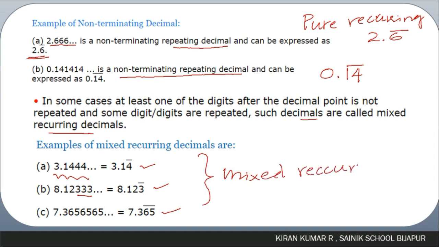So there are two types of recurring decimals. Pure recurring decimal means the digit after the decimal point repeats. Mixed recurring decimal means the digit soon after the decimal will not repeat. Some digit will start repeating. Here you observe the second example, 8.12. After that there is a digit 3 which is repeated.